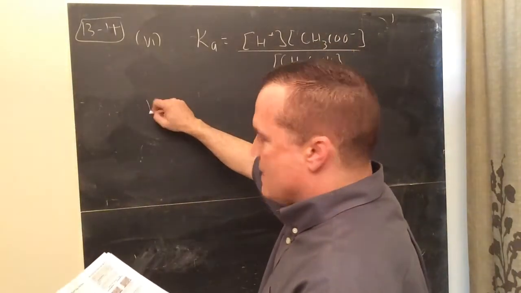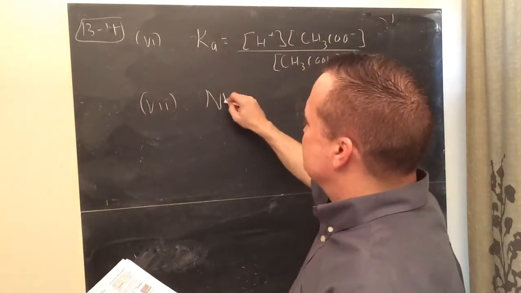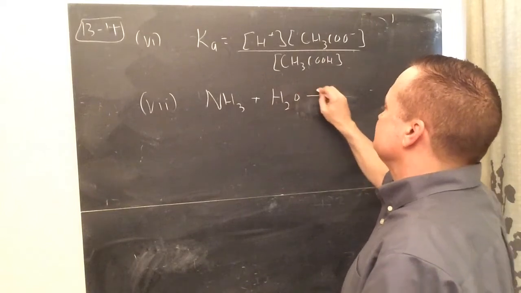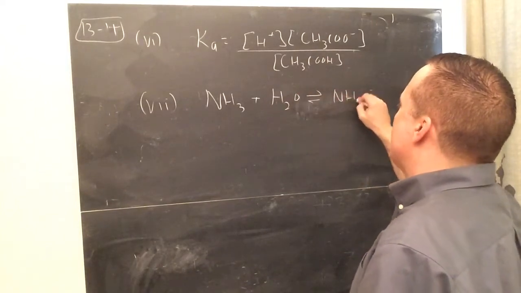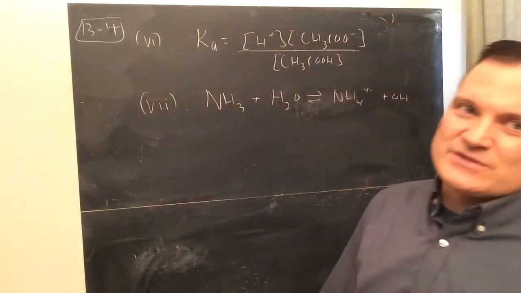All right. Then number 6, this is a really good one. I'll write this reaction down. NH3, ammonia reacts with water to give you ammonium and hydroxide. Now, this is like the most important.